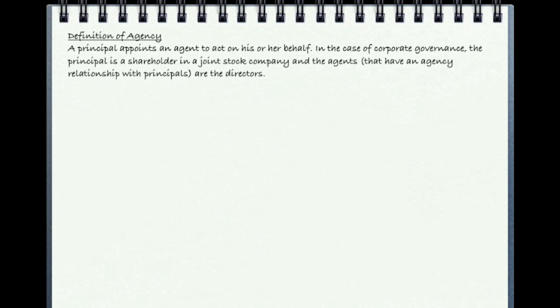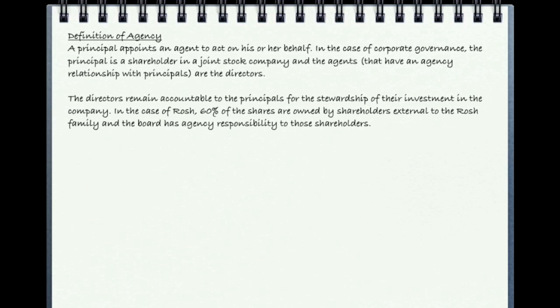The principal in this case will be the shareholders, the agent will be the managers. The directors remain accountable to the principals for the stewardship of their investment in the company. In the case of Roche, in our illustration, 60% of the shares are owned by shareholders external to the Roche family, and the board has an agency responsibility to those shareholders. So, criticisms of the arrangements that they have for their corporate governance.